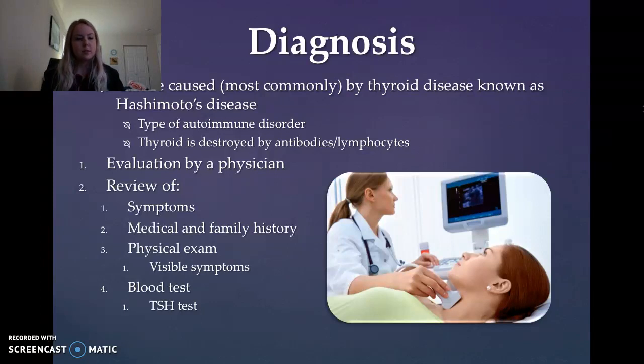So first, in order to get a diagnosis, you'd be evaluated by a physician. They would review your symptoms, medical and family history, give you a physical exam, feel for any lumps or visible symptoms that we previously mentioned, like the hair loss or any lumps in the area in your neck. And then they would do a TSH test. And during a TSH test, they would also measure T3 and T4.